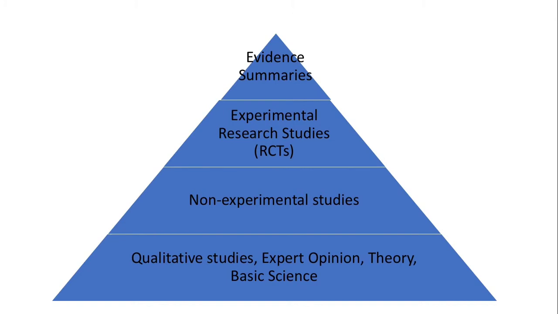Another way to look at an evidence pyramid is where you might have, at the lowest level, qualitative studies, expert opinion, theory, and basic science. Then you can have non-experimental studies. Then you can have experimental studies, randomized controlled trials, and then evidence summaries, such as systematic reviews with or without a meta-analysis.